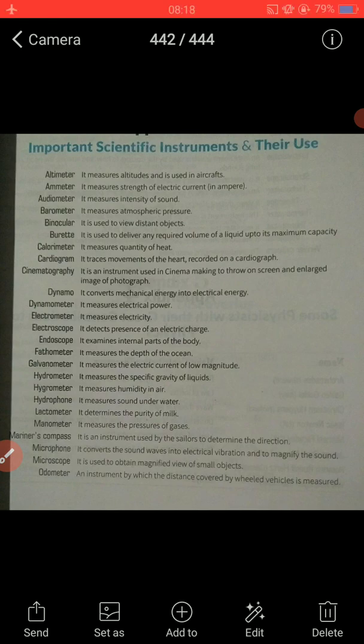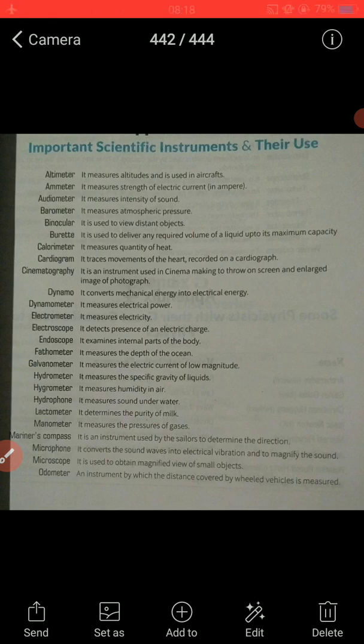And then microphone. Microphone is an instrument which is used to convert the sound wave into electrical vibration and to magnify the sound. Actually, it converts the sound waves into electrical vibration, then it magnifies the sound. After that, we hear that sound.